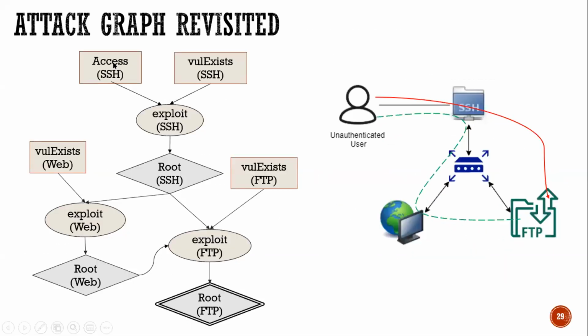So the corresponding attack graph for this network will be that the attacker has SSH access. There is an SSH vulnerability. He exploits SSH and gains root on SSH, or the attacker can also go through the exploitation of the web server. So basically, he goes through the web server to exploit some vulnerability on the web server, and then he reaches the FTP server. So in this graph, there are basically two paths the attacker can take.